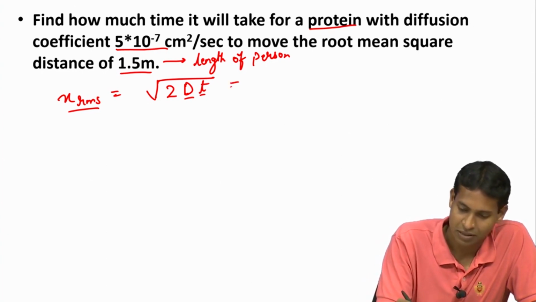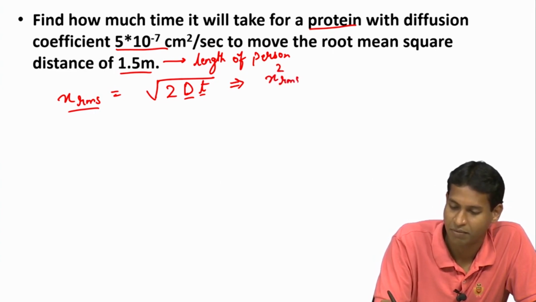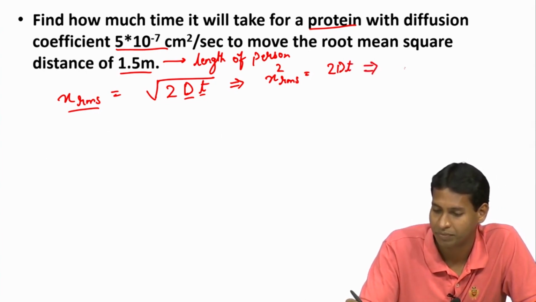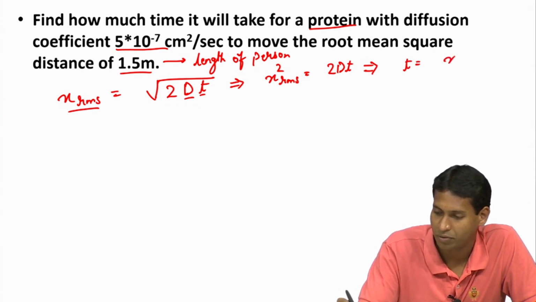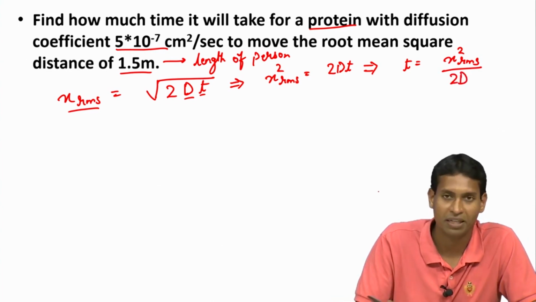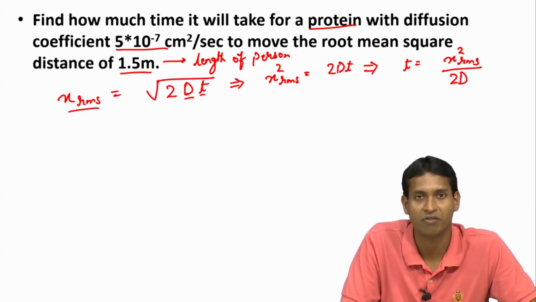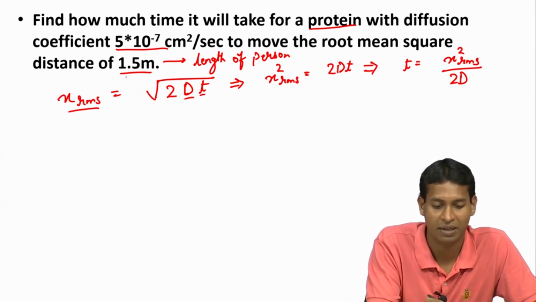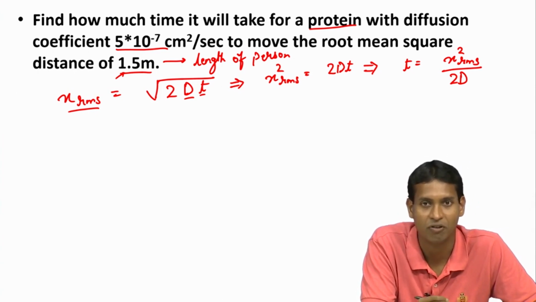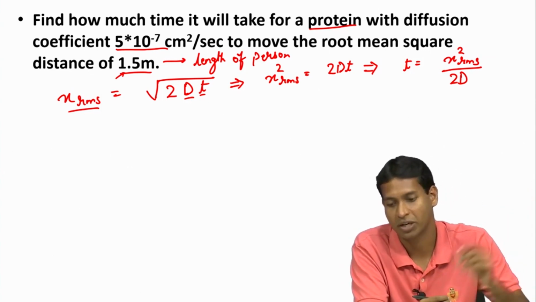So let us do this. If I square both sides, it will become x square RMS is equal to 2Dt, which will then further become t is equal to x square RMS divided by 2D. So I just want to point out that this diffusion coefficient which is written here is actually fairly physiological. This is how the typical protein diffusion coefficient is, what you will find in the literature, and again the distance that is given here, 1.5 meter, is again very physiological as well, because that is what, at least for the human case scenario, you will find this being the requirement for the proteins to go throughout the body.